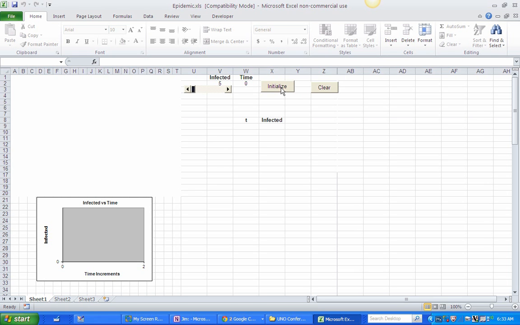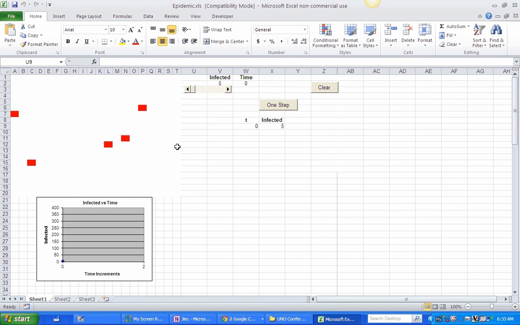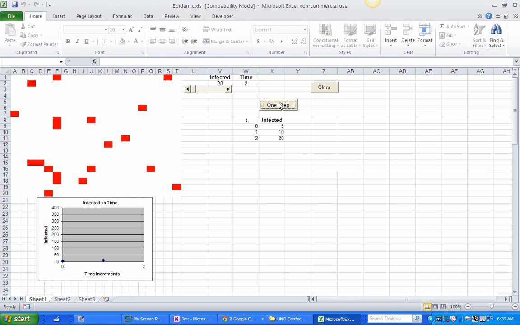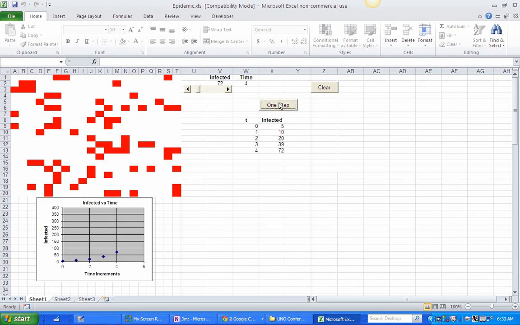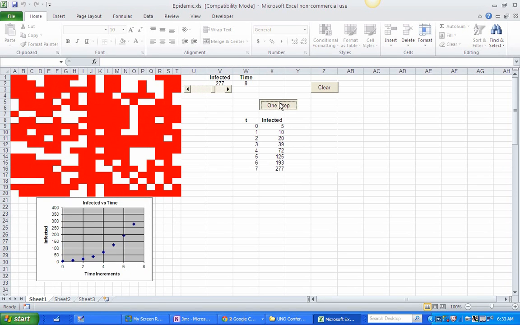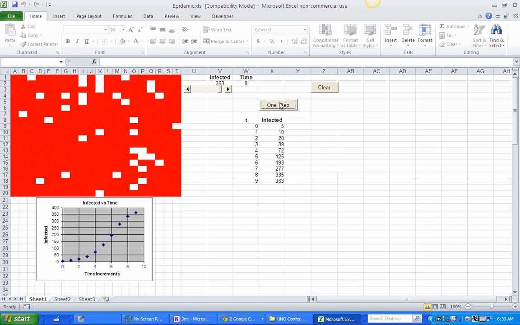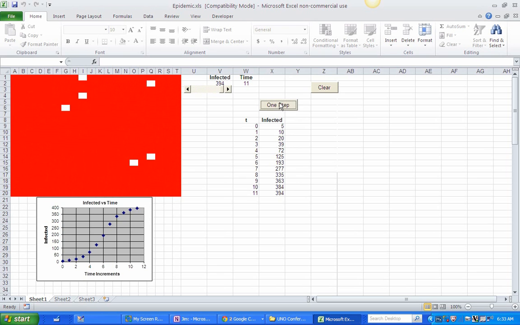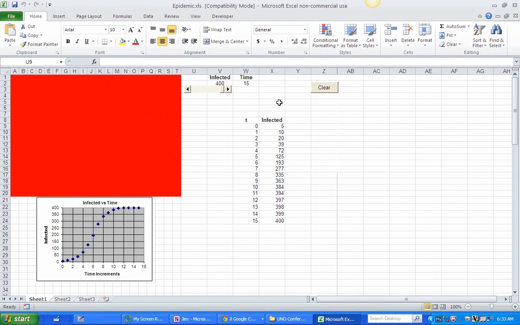So here we go. Let's initialize things. And here we go. We got 5 people who are infected at time 0. We go one step at a time, and they bump into people and they infect them. And we get, over time, our model. And we can see that the curve kind of looks like a logistic curve until eventually everyone is infected.